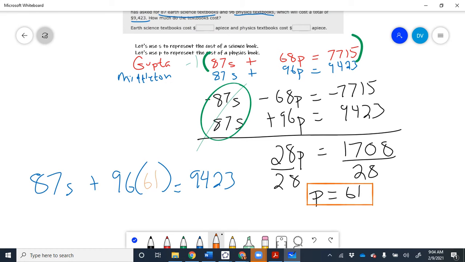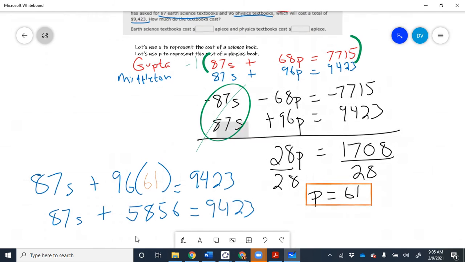And I need a calculator. Let's do that. What is 96 times 61? 96 times 61. I'm thinking 5856. So 87s plus 5856. Did I say 5856? I think that's what I said. Equals 94.23. I'll bet you can tell me what we have to do next.